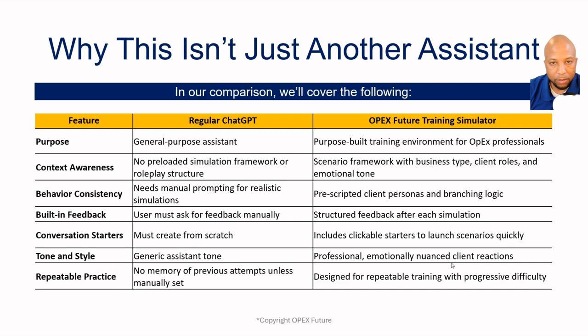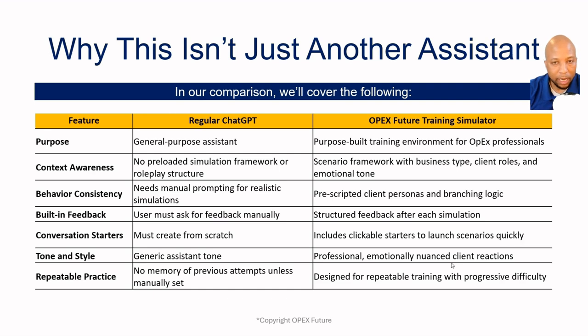Insofar as tone and style, ChatGPT has a generic assistant tone, but the OPEX Training Simulator has a professional, emotionally nuanced client reaction that you see factor into it. And we only saw one demonstration. I've done multiple demos to where I've gotten a mixed bag of client personas, difficulties, hidden agendas, temperaments, objections. All of those things factored in and became a mixed bag to create a very dynamic training environment.